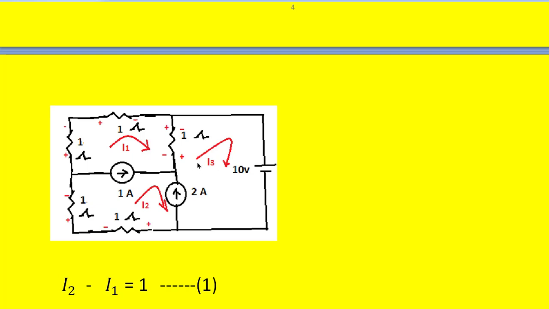Then coming to the third loop, we start at one point. Let us say here. I3 is entering this 1 ohm here, so we put positive here and negative here. And this is the voltage source whose polarity does not change with the current direction assumed. Similarly, this 2 ampere source also does not change its direction as per your assumed current direction.